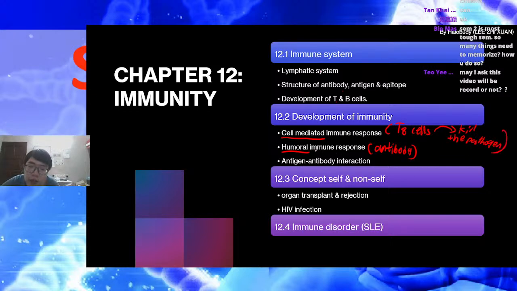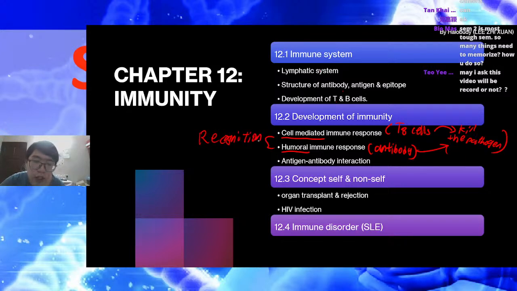Then for a humoral immune response, it will use antibody to kill the pathogen. Dan yang ni perbezaan untuk dua-dua ni lah. Yang ni adalah guna T8 cell to kill the pathogen, yang ni adalah untuk gunakan antibody to kill the pathogen. But before they kill, they have to vagonize first.